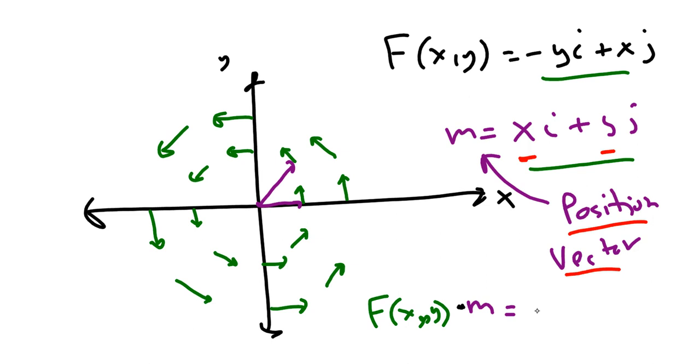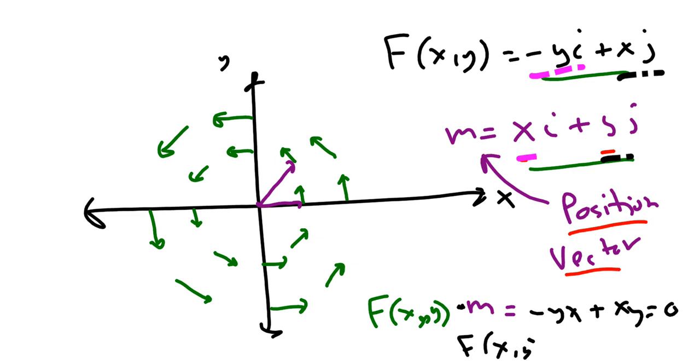then you end up getting, remember how to do dot product, you multiply the x components together, multiply the y components together, and add them. So if you do that here, you will get negative yx plus xy, which is 0, which means that f of x comma y is perpendicular to m. That's something we proved before, that if you have a dot product of two vectors to be 0, then the vectors themselves are perpendicular. So that means there's little right angles here.